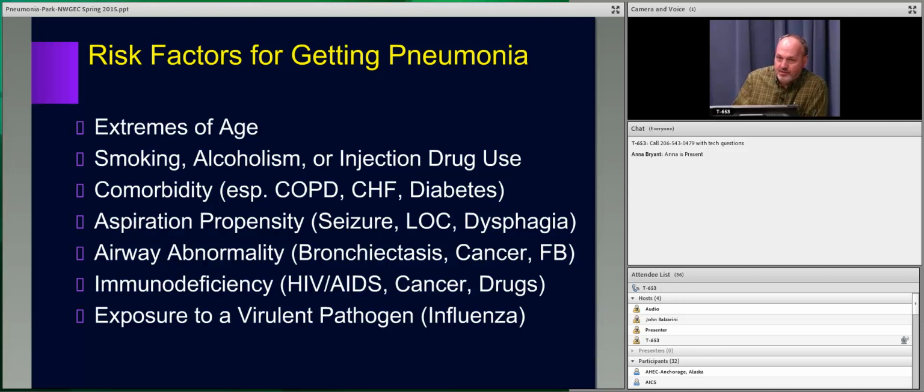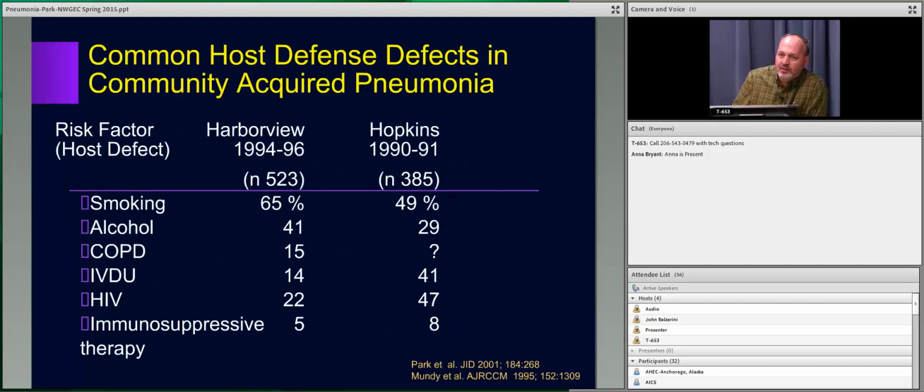So age in and of itself is a very severe risk factor for getting pneumonia, and age, unfortunately, tends to be accompanied by many of these other factors. As we get older, we accumulate more host defects that make us more susceptible to pneumonia.